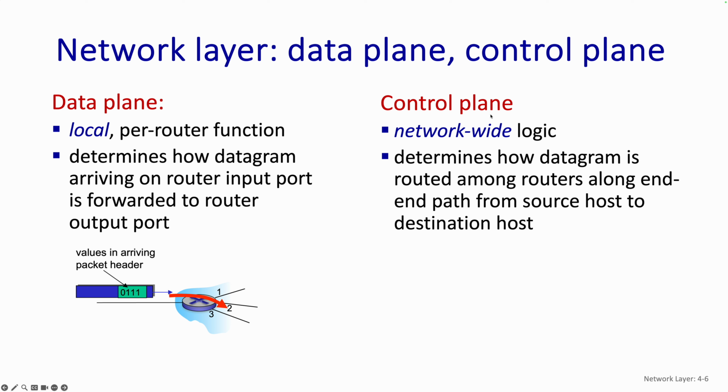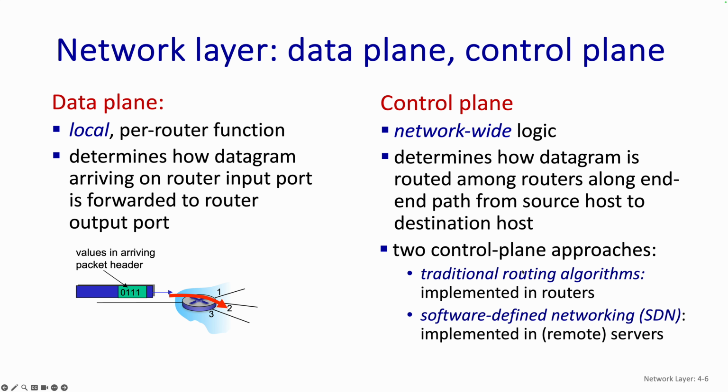Whereas the control plane is, well, how do we notify every router how it even knows to send out a port 2? How does it even know that? That's the network-wide logic. It's the communication that's going on, the control plane communication between routers that helps them update their tables and understand how to get data from one place to another.